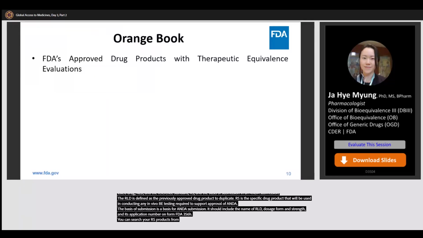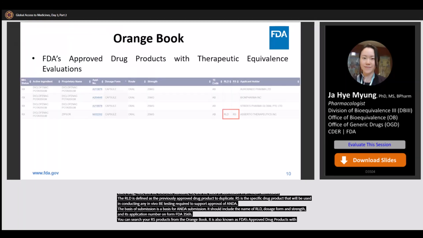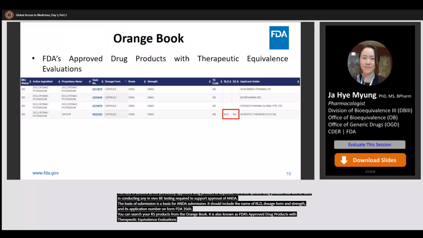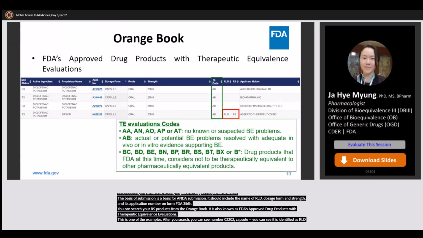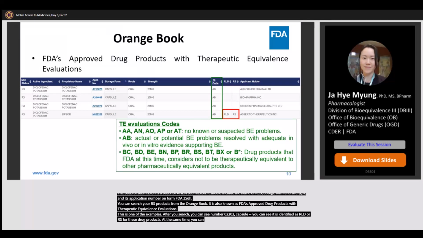It is also known as FDA's Approved Drug Products with Therapeutic Equivalence Evaluations. This is one of the examples. After you search the diclofenac potassium capsule, you can see the NDA number 202202. The Zipsor capsule is listed, and you can see it is identified as RLD and RS for these drug products. At the same time, you can see the TE code. This is the evaluation code.